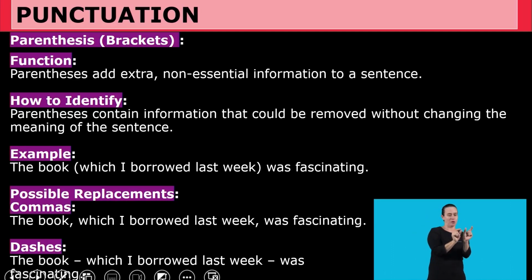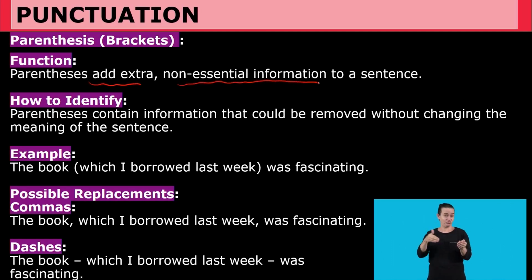Next up, we're looking at parentheses, or the brackets. Of course, they add extra non-essential information to a sentence. You identify it by the idea that they contain information that could be removed without changing the meaning of the sentence. For example: the book (which I borrowed last week) was fascinating. You could also replace brackets with commas: the book, which I borrowed last week, was fascinating. And lastly, it can also be replaced by dashes: the book, dash, which I borrowed last week, dash, was fascinating.